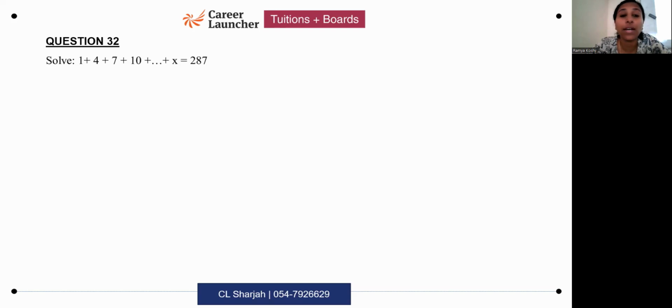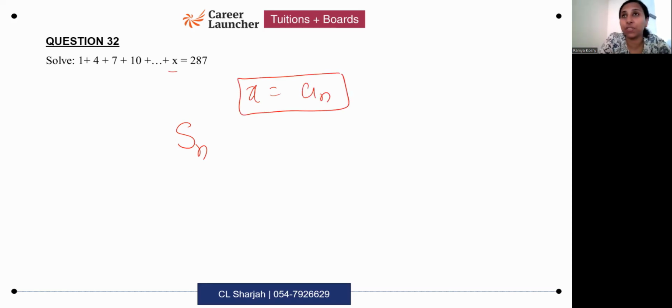So you want to find the value of x. Are you supposed to find Sn? You are using the Sn formula. What are you finding? What is x equal to? x is equal to an, the nth term of this AP. What are you given here? Sn, which is equal to 287.